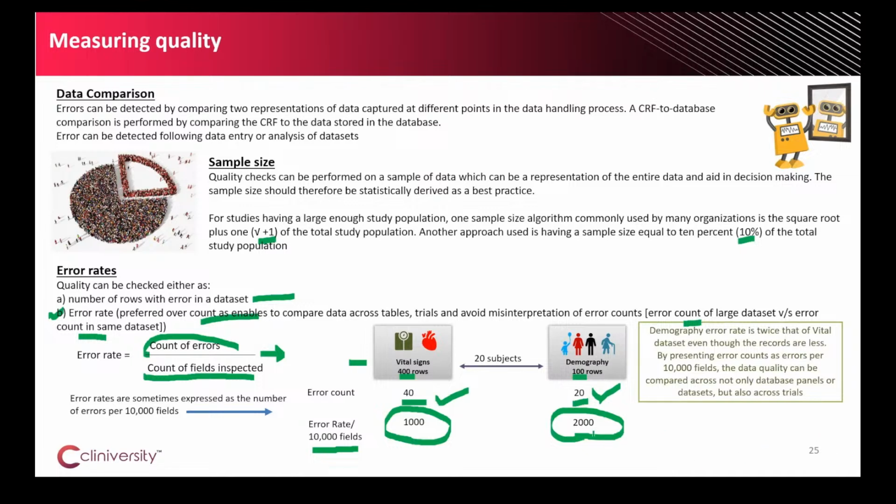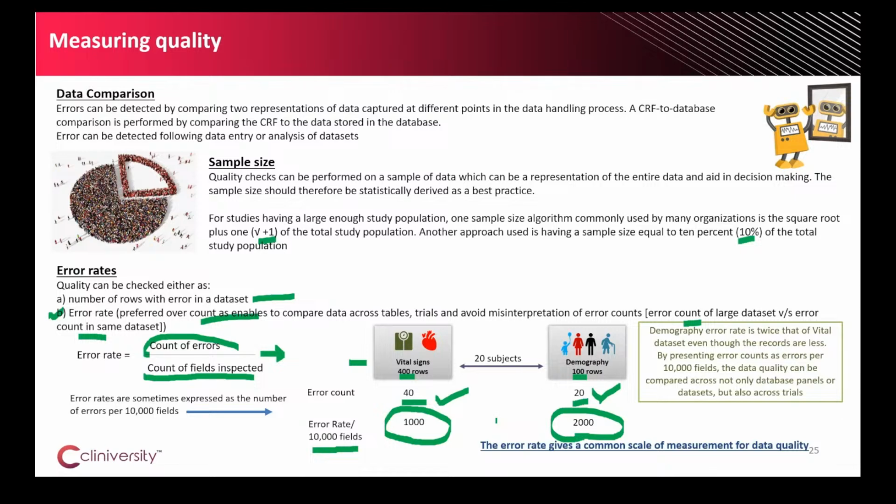So, like we said, it is twice that of the data sets, even though the records were less. So, in spite of fewer records, the errors were more. This can be compared. Obviously, you can compare different kinds of data sets using the scaling method. And you can also compare the data across trials, that is, vitals of trial A versus vitals of trial B. Which trial has more issues in the vitals form? That comparison is also possible.